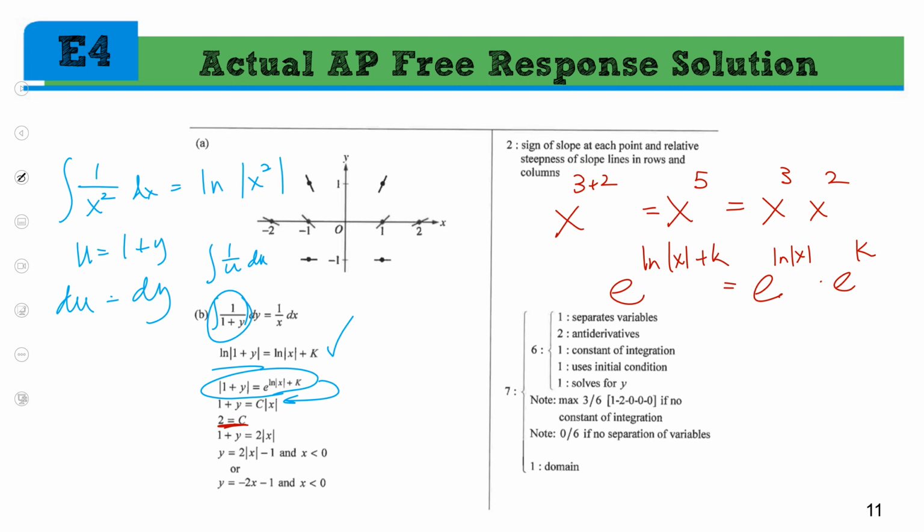Let's not obsess too much about this. That's not the point I'm trying to make. I'm trying to make a point about how to solve these problems. Why didn't they just plug the given points into this equation? Well, your C value and your K value can be different. They did it that way so that you end up with that nice C value at the end of 2.